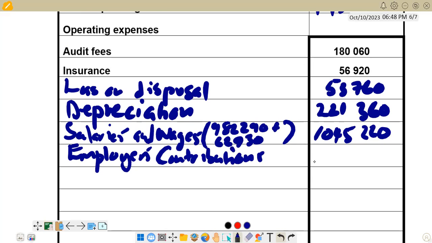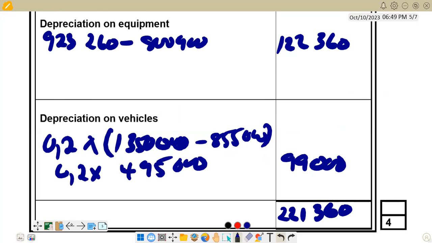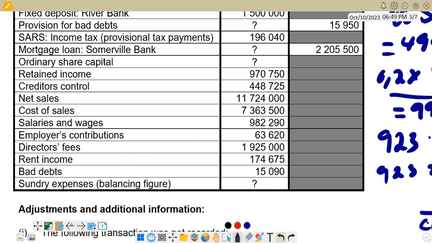Employers' contributions, the figure that we have there is 63,620. Right. We go back again to check an expense after that employer's contribution. After employer's contribution, we've got director's fees. We go again in the additional information to check anything to do with the director's fees.